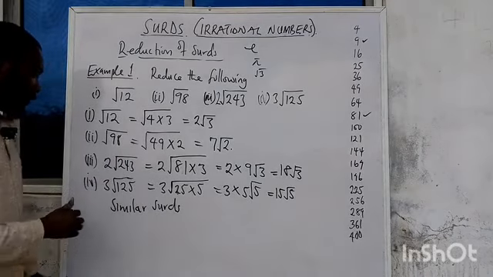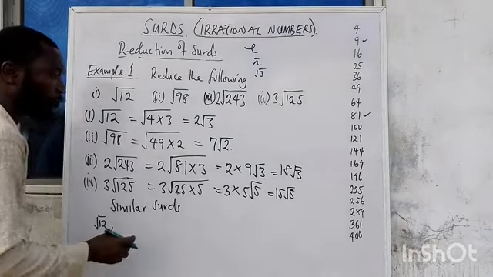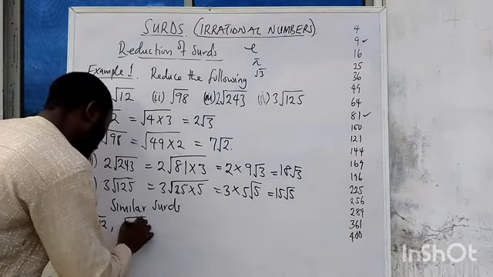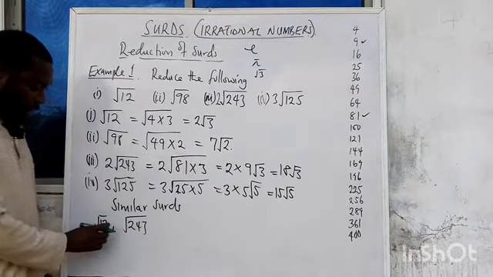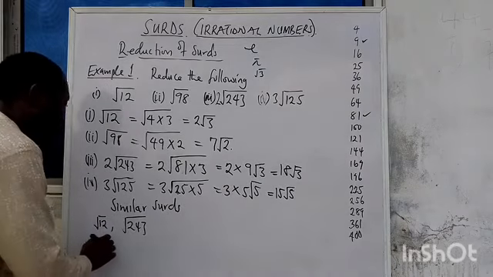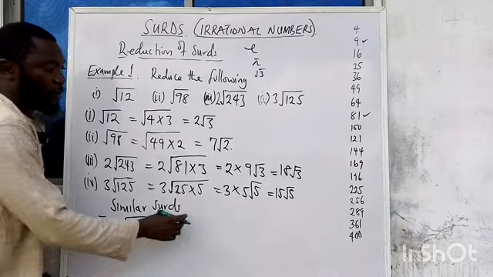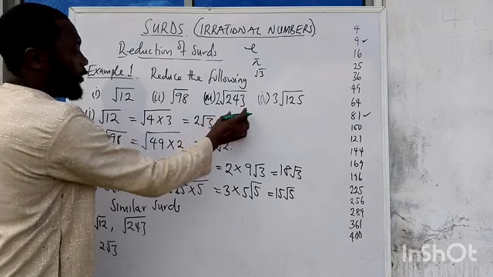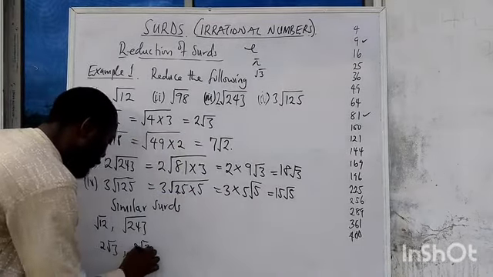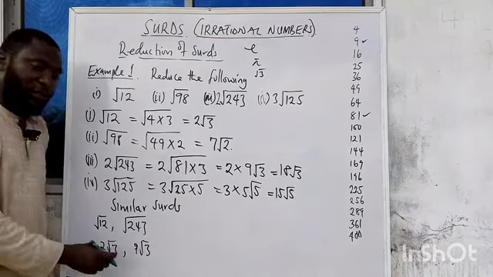Example of similar surds. You can see the square root of 12 and the square root of 243. After the reduction, this one becomes 2 root 3. After reduction, 243 also becomes what? It becomes 9 root 3. You can see that the values you have inside the roots are the same. So it means they are similar.